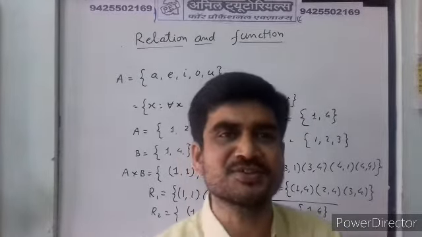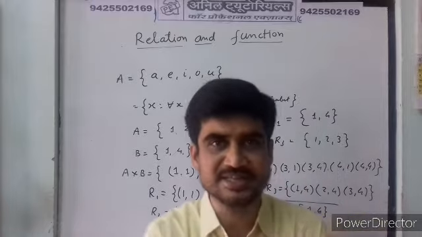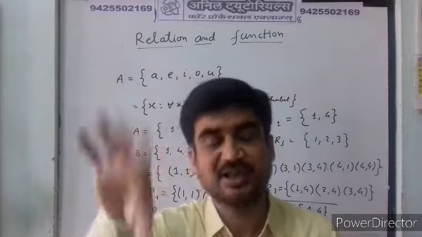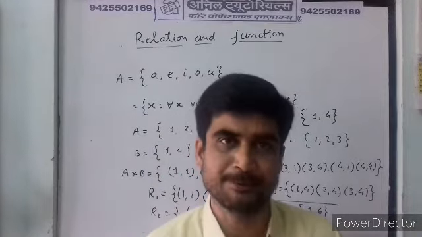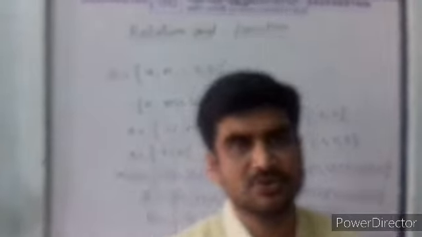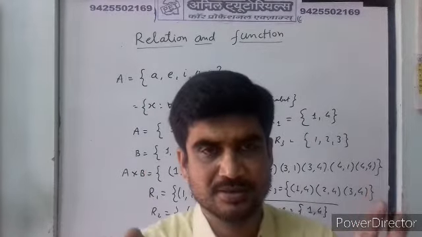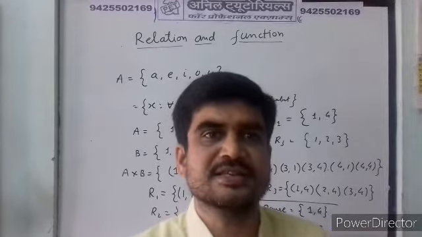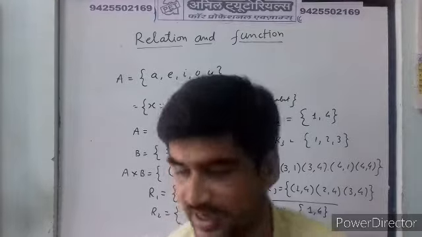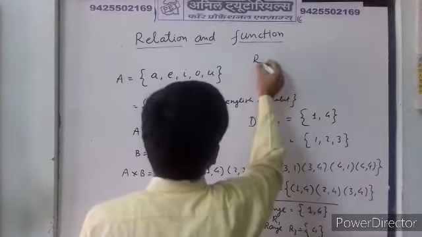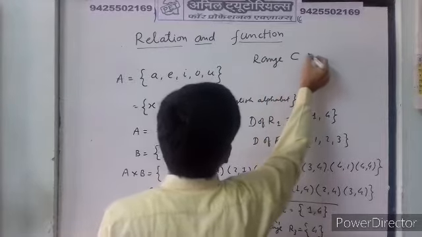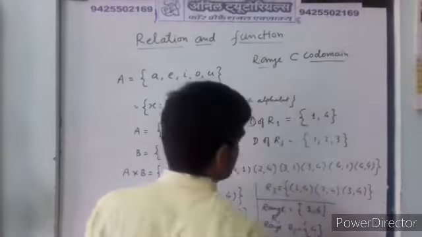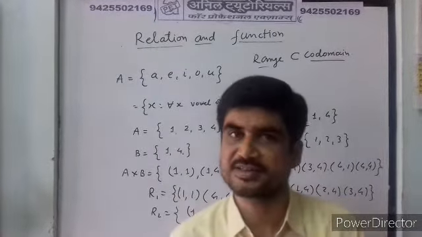Is it clear? Now also one thing to see: the whole set B is not taking part, sorry, the whole set B is called the codomain. So you can also say the codomain is a superset of the range, which means the range is a subset of the codomain. These things we studied in class 11.